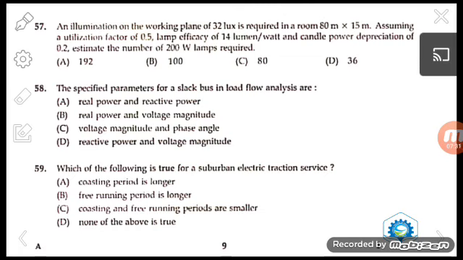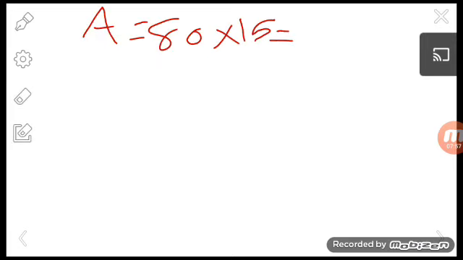Okay. So before that, we have to first calculate the total area. Total area is 80 meter into 15 meter. We will get the total area, and also the total lumen required. Total lumen required will be obtained by multiplying this 32 lux by the area. So we are moving to the calculations here. The area is equal to 80 into 15, that is 1200 meter square.